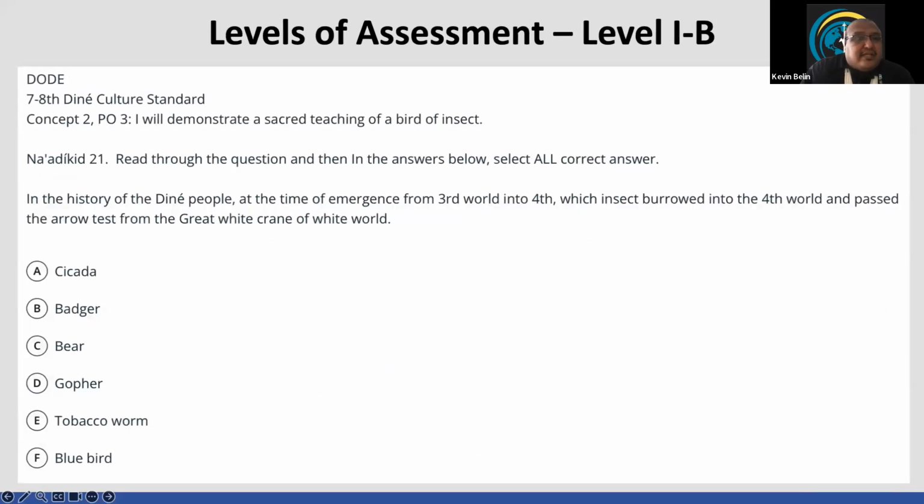Level 1B. I think I got these two mixed up. The first one is English, and then 1B is English to Navajo, or vice versa. So here's that Diné standard at the very top: I will demonstrate a sacred teaching of a bird or insect. Then you have your question: in the history of the Diné people and emergence, what insect burrowed into the forest world and passed the arrow test? And you'd look through: is it cicada, badger, bear, gopher, tobacco, or bluebird?